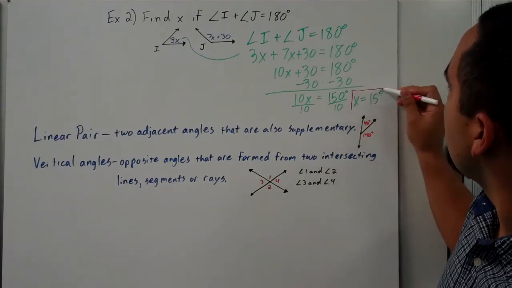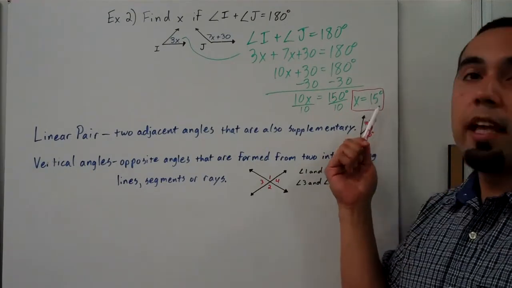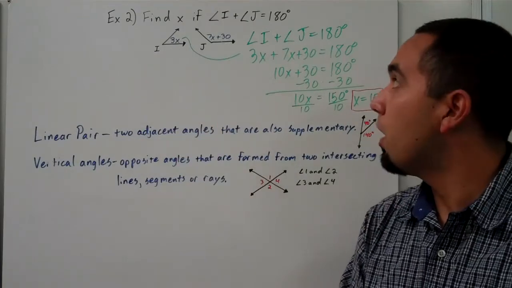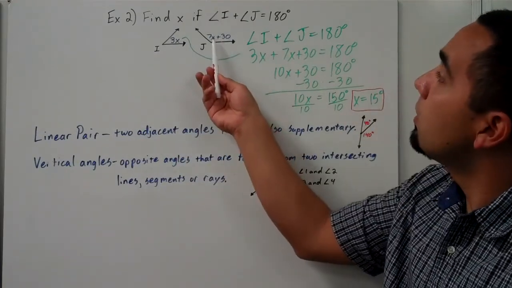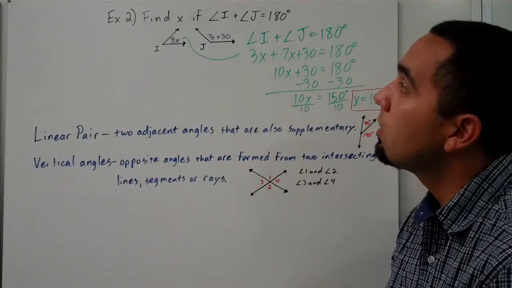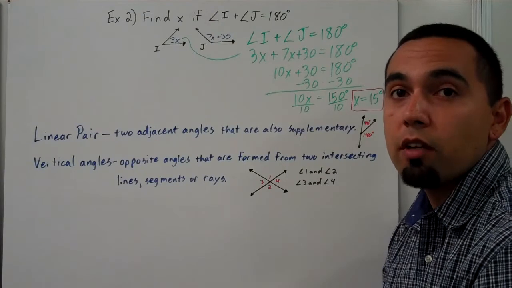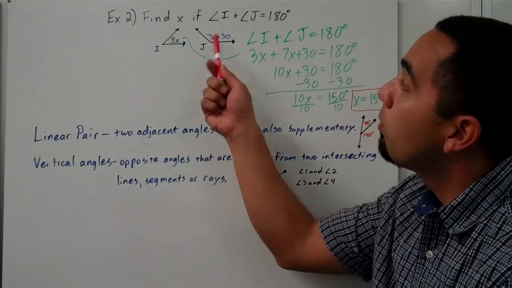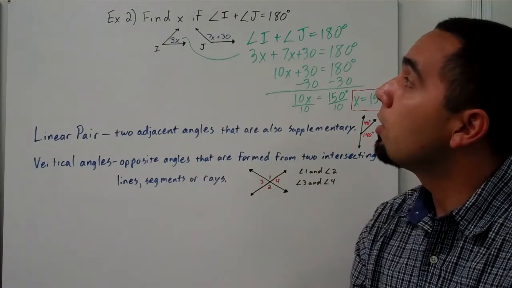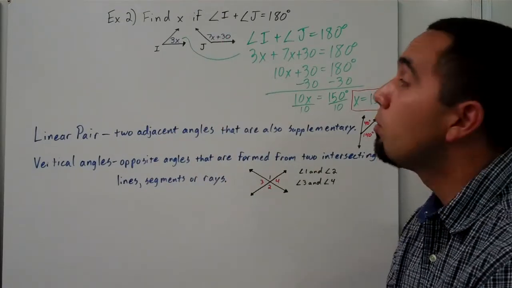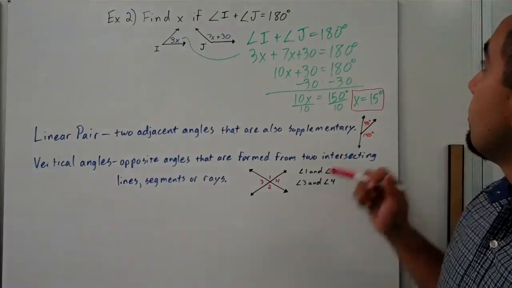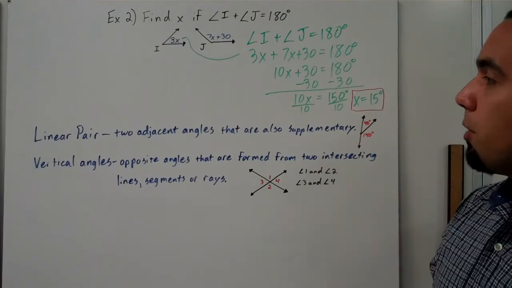And I can always check my work by simply plugging that back in to these. So 15 times 3, that's 45. And 15 times 7, well 15 times 3 is 45, 15 times 6 would be double 45, which is 90. Plus 15 is 105. 105 plus 30 is 135. 135 plus 45 is 180. Okay? So we know that that's right.